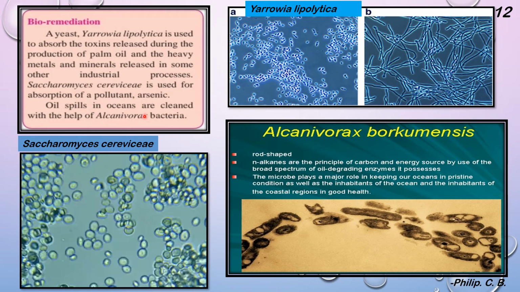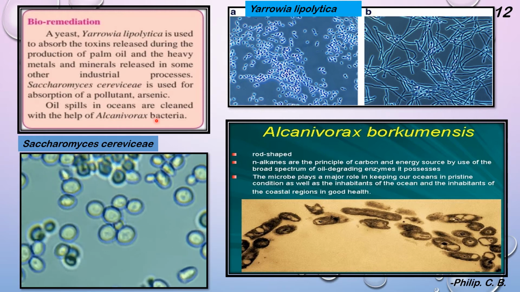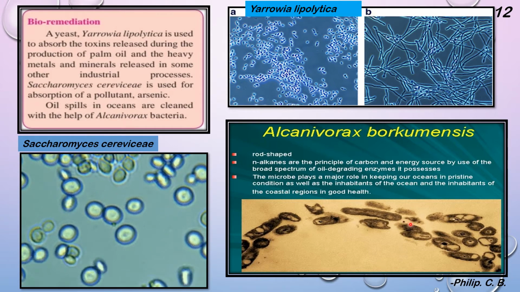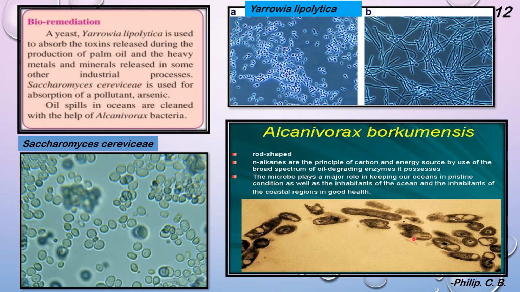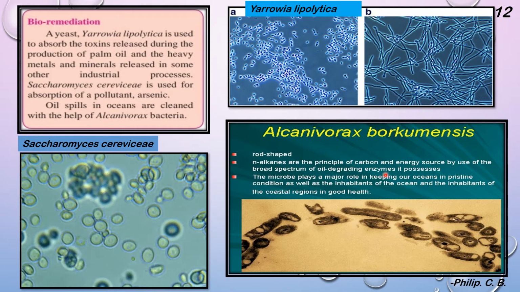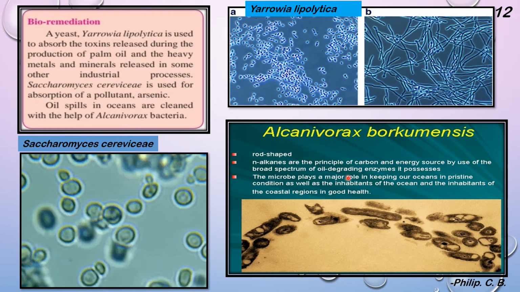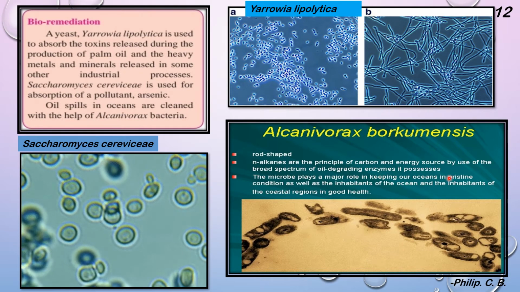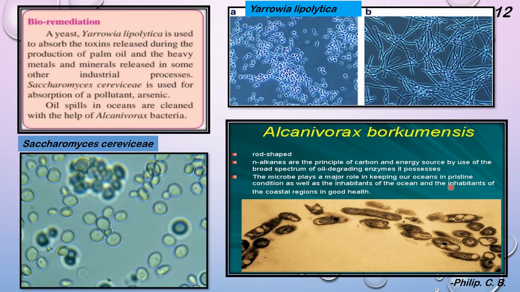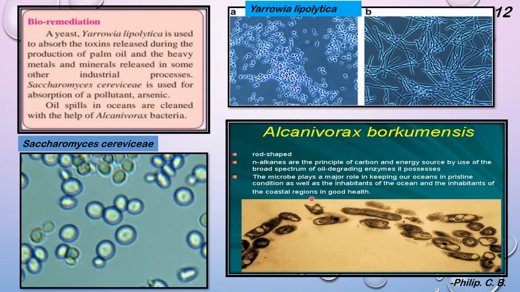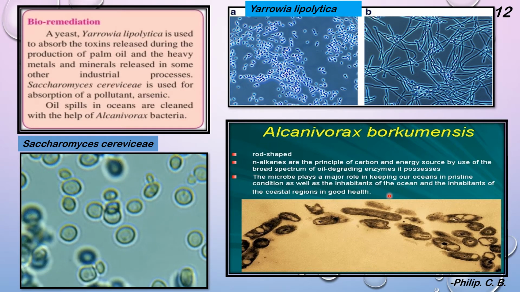Oil spills in oceans are cleaned with the help of Alcanivorax bacteria. So here I have put the image of Alcanivorax borkumensis, which are rod shaped, as you can see in the image, and alkanes are the principal carbon and energy sources by the use of a broad spectrum of oil degrading enzymes it possesses. The microbes play a major role in keeping our oceans in pristine condition, as well as inhabitants of ocean and inhabitants of coastal regions in good health.